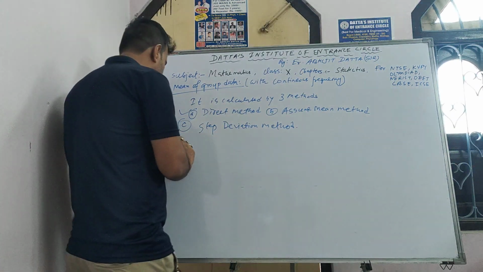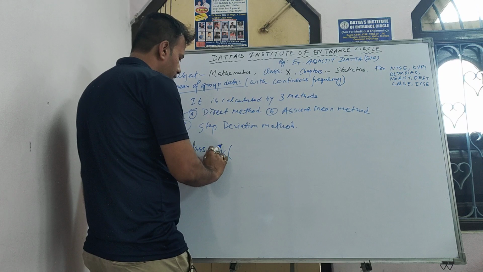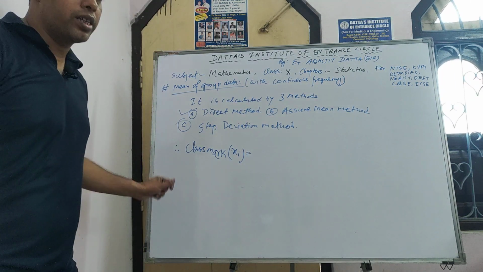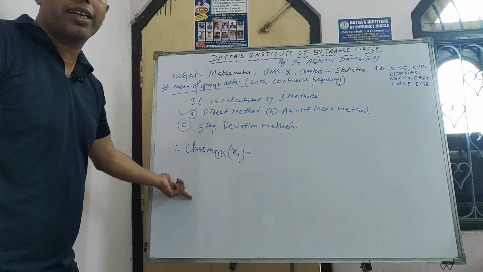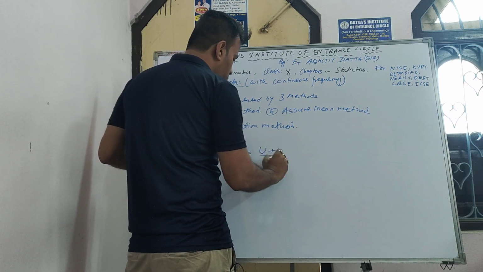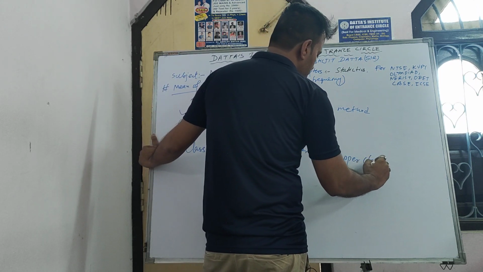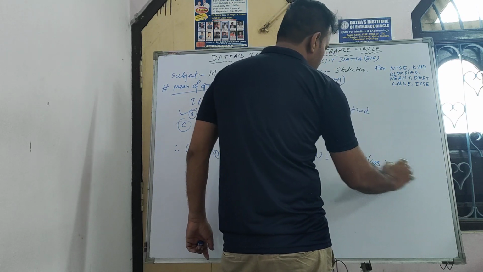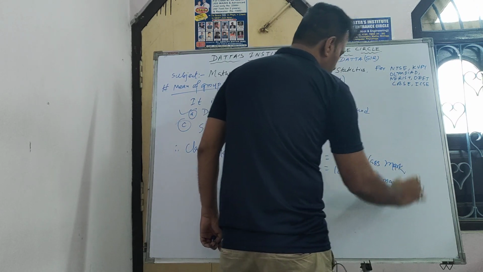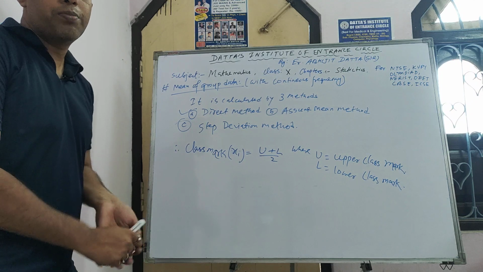For that we have to find the class mark, that is xi. So xi is the class mark. In the previous case the class mark was given directly, but here the data is given in the form of a continuous range. So the class mark will be (u plus l) by 2, where u is the upper class limit and l is the lower class limit.